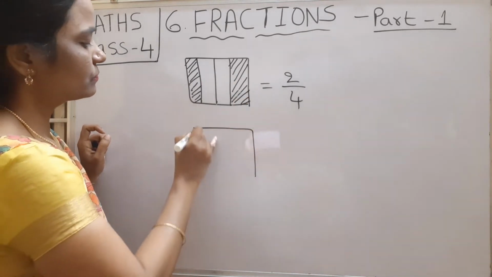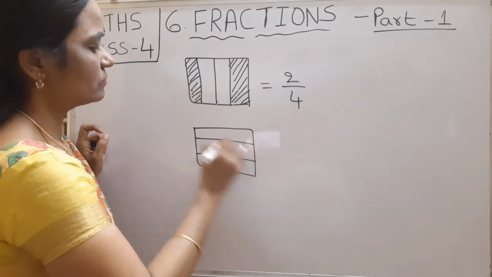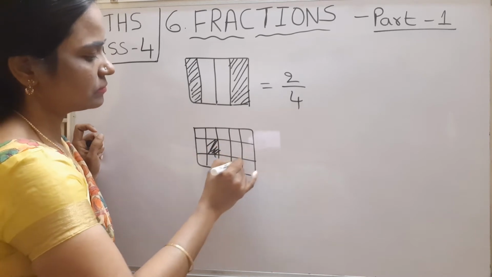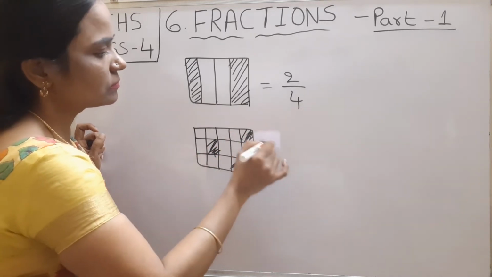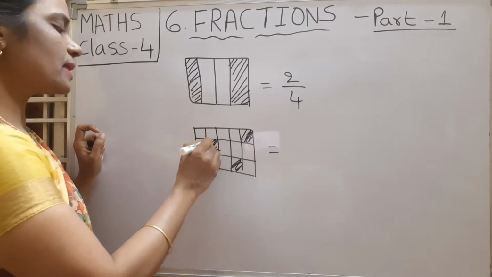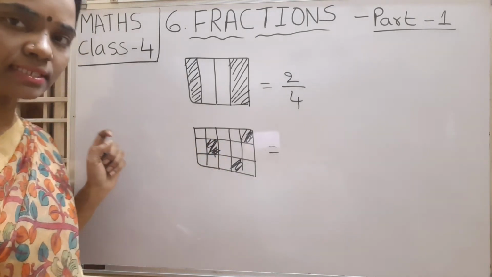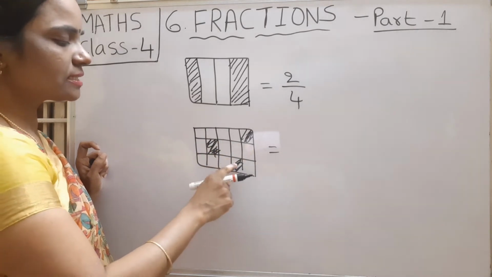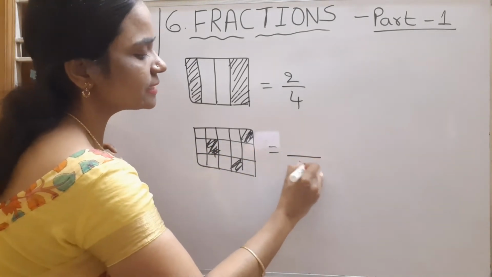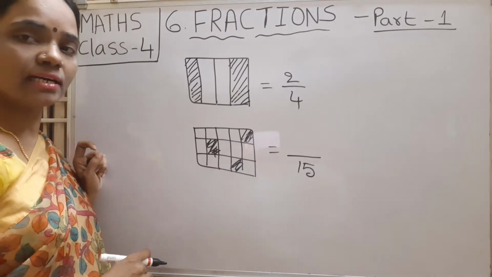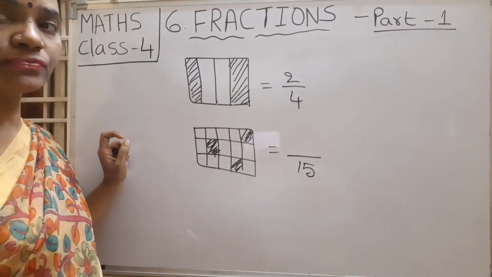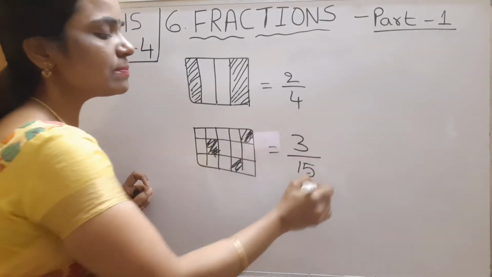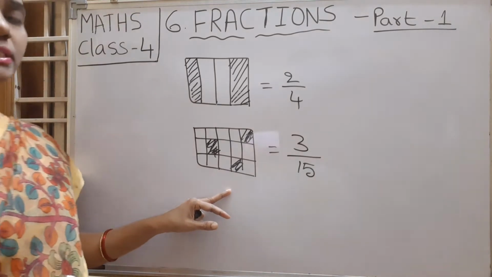Now, what is the fraction for the shaded part? Total how many parts are there, children? Shall we count? Yes. 1, 2, 3, 4, 5, 6, 7, 8, 9, 10, 11, 12, 13, 14, 15. Total there are 15 equal parts. Out of 15 equal parts, how many are shaded? Only 3 are shaded. So 3 by 15 is the fraction for the shaded shape.